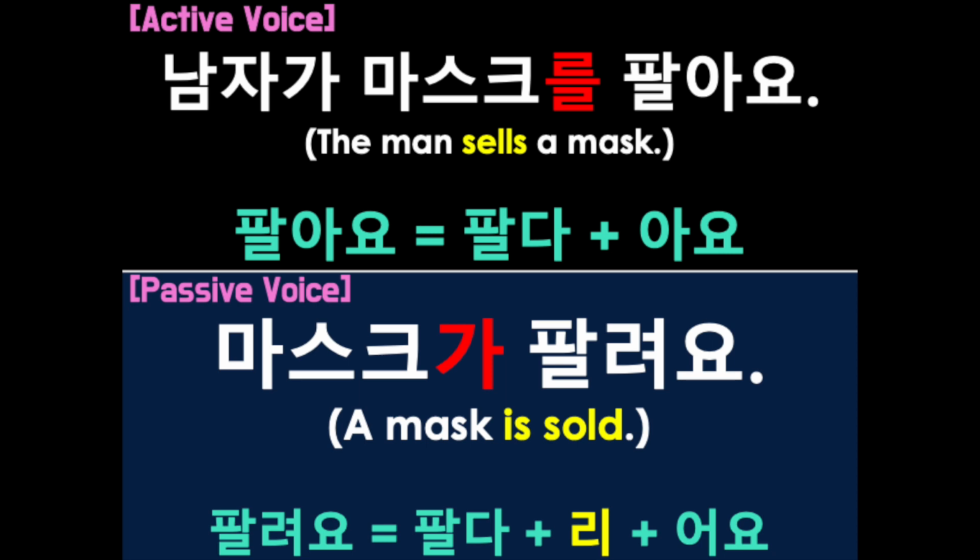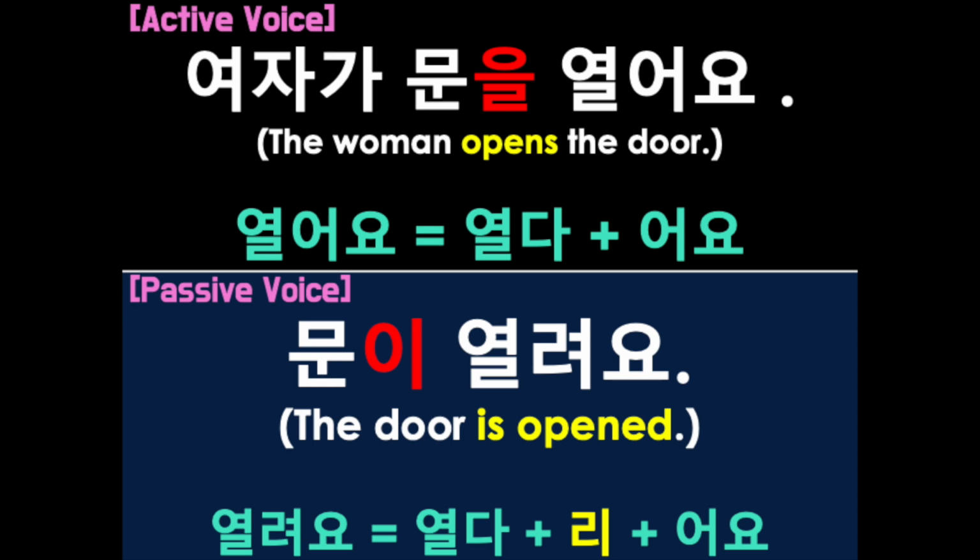Next, 남자가 마스크를 팔아요. The man sells a mask. So, 마스크가 팔려요. A mask is sold. 팔려요 is the combination of the three different words. 팔다, which means to sell, and 리, suffix, and 어요. 팔려요. 여자가 문을 열어요. The woman opens the door. So, 문이 열려요. The door is opened. 열려요 is the combination of the three different words. 열다 plus 리 plus 어요.